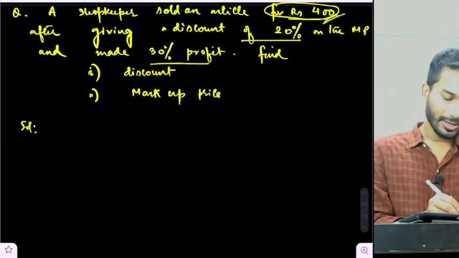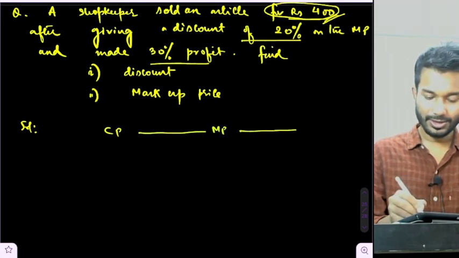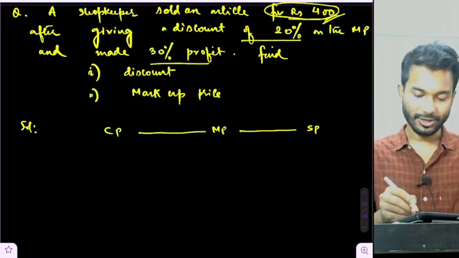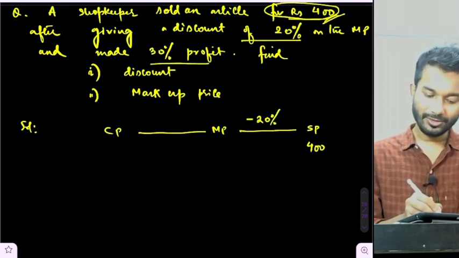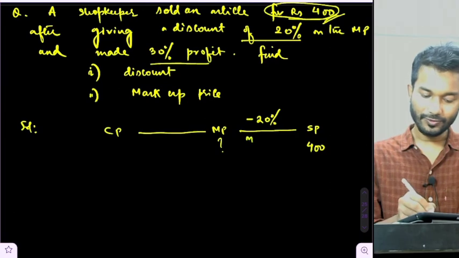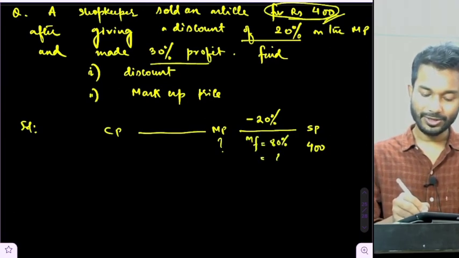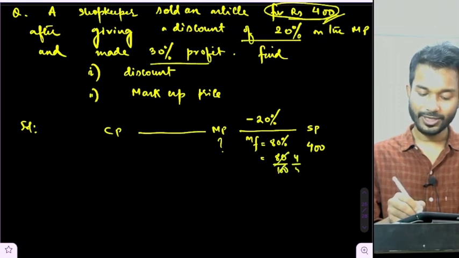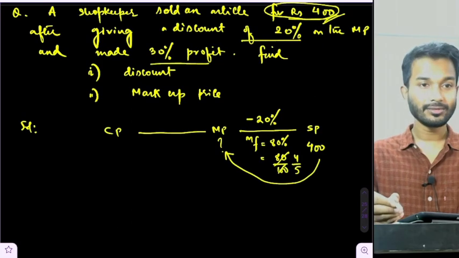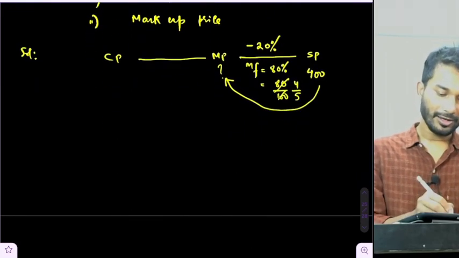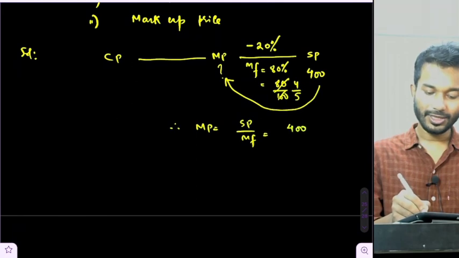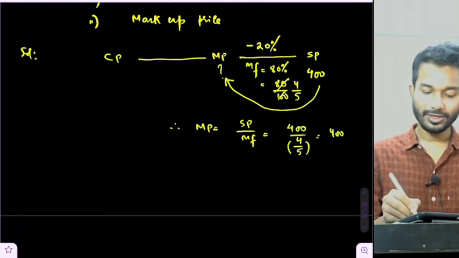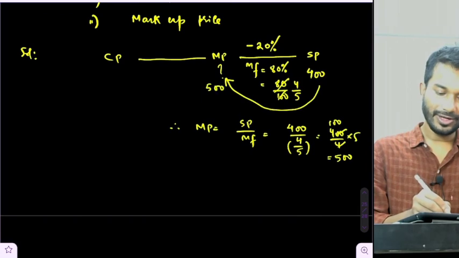So I'm writing cost price, mark price, selling price. A shopkeeper sold an article for rupees 400. Selling price is 400. Discount is given as 20%. So from this information, I can easily find out the mark price. First of all, the multiplication factor will be 80%, which is 80 by 100, that is 4 by 5. You have to go in the backward direction to find the mark price. So mark price will be selling price divided by multiplication factor: 400 divided by 4 by 5, which is 400 by 4 into 5, that is 500 rupees. So we are getting mark price to be 500 rupees.